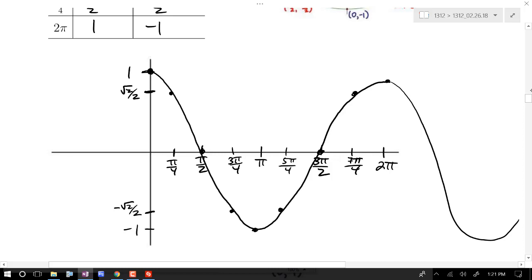Now, if we were to plot the other column, the last column we filled in for negative cosine x, that one starts out at 0 as negative 1. At pi over 4, we're at negative root 2 over 2. The same thing will happen, right? This will just be a reflection of the graph we just drew, flipping it over the x-axis. It looks like this.